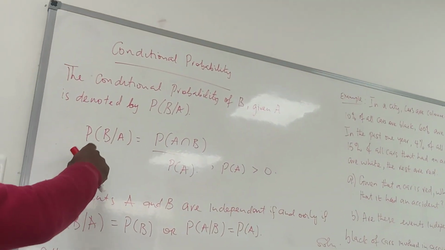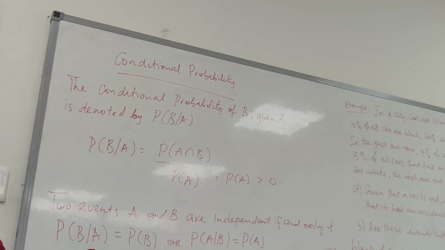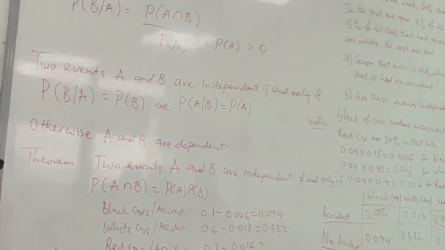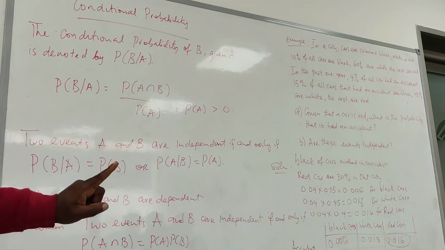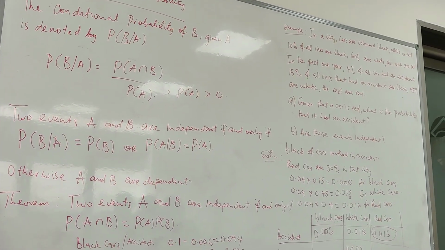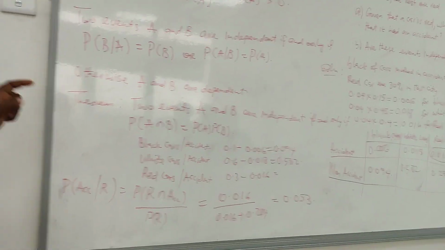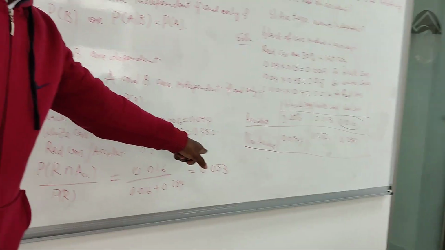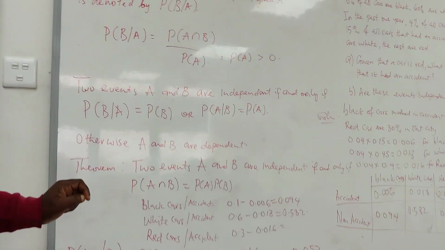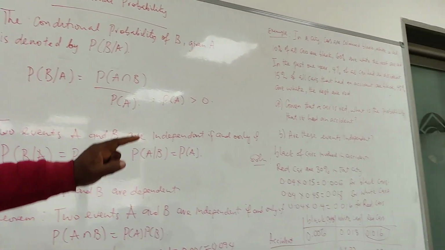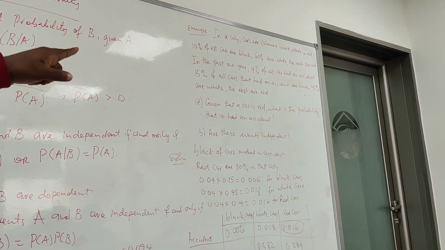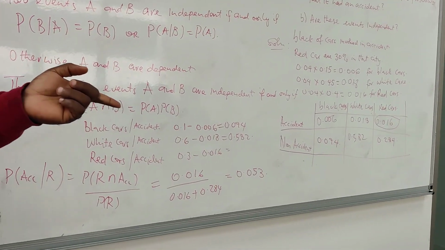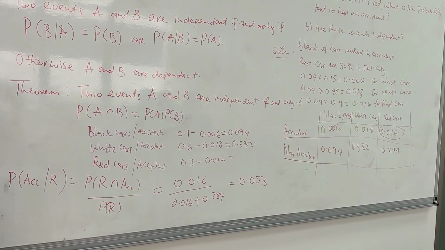Conditional probability of B given A, conditional probability of A given B. Independent or dependent? What is the probability of accident given red? It is 0.05. What is the probability of accident itself from the question? It is 0.04. Are they equal? No, sir. So what are they? They are dependent.